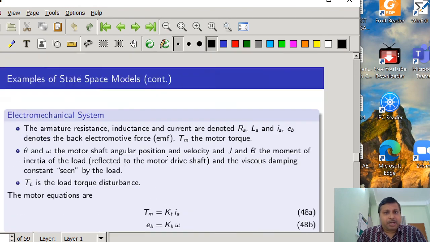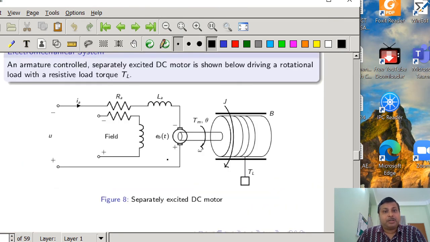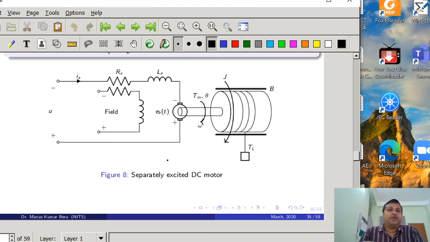Here, if we want to understand what the inputs to the system are, a single input is present, that is the armature voltage U. And if we want to know what the outputs of the system are, you can consider the angular position of the shaft and the angular velocity of the shaft. So these could be the outputs of the system.